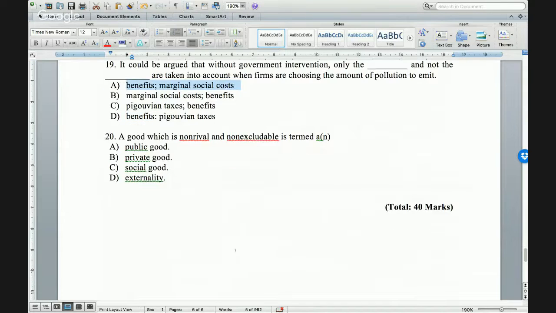And last question, a good which is non-rival and non-excludable is termed, right? So we have a number of these here. Let me explain what it's not. It's not an externality. An externality is either going to be positive or negative. And an externality comes from the word external, which means outside of, say, your own personal environment. And your personal environment could be your own space or where your home is or something like that.